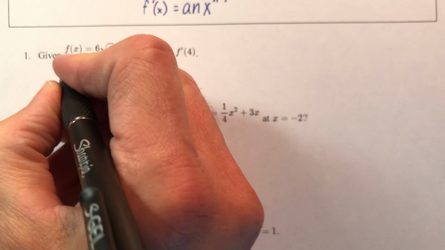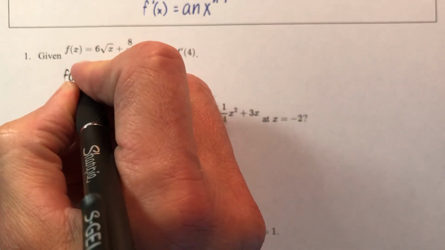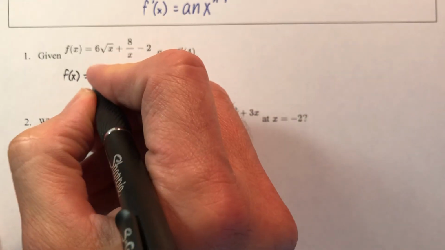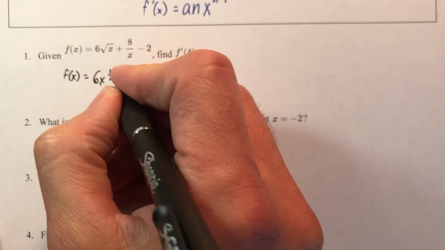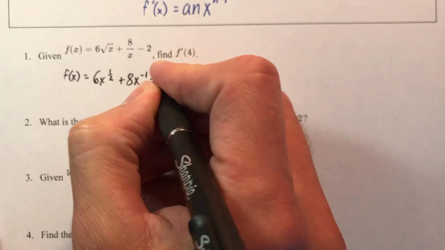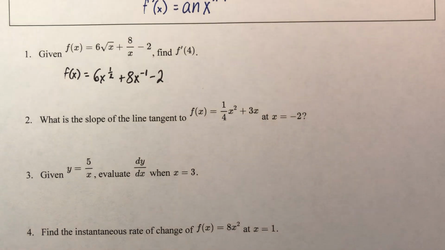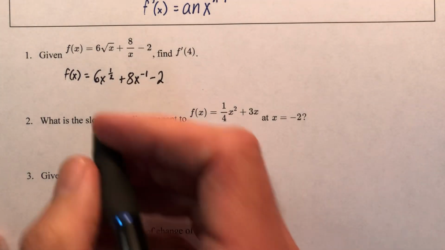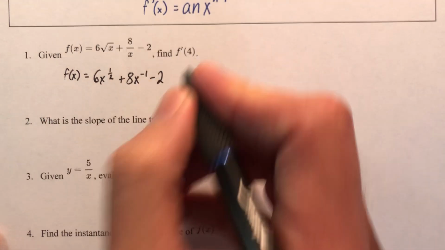Okay, there we go. A little more light here. Let's rewrite this one. So f is really equal to, for our purposes, here's a square root, so 6x to the 1/2 plus 8x to the -1 and then minus 2. That's fantastic. Now we're going to find the derivative of that and then evaluate it at 4.